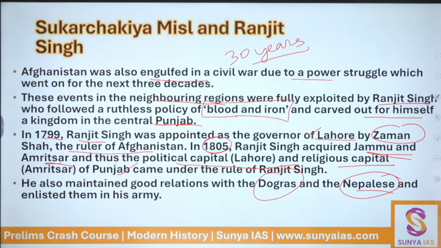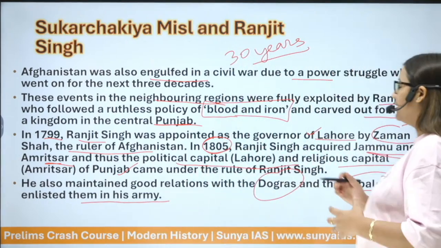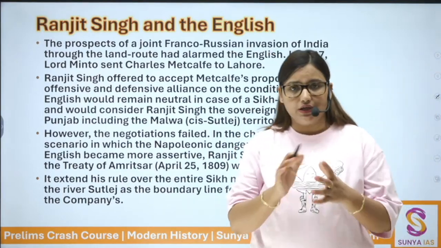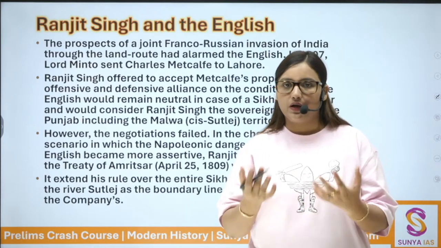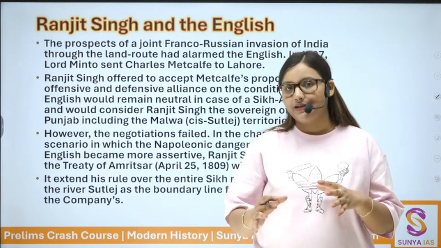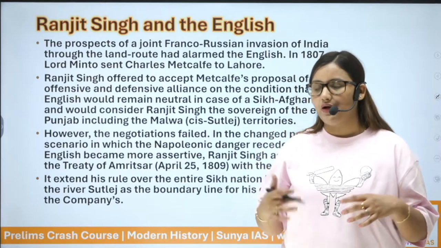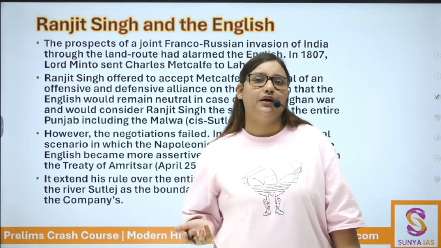So with the Nepalese also, and with the Dogras also, he used to maintain good relations, and he used to enlist them in his army also, so that these people from the neighboring areas would be Ranjit Singh's friends. Now the problem was that the English East India Company wanted to have some friendship with Ranjit Singh, and they sent a friend request also, but Ranjit Singh was not accepting. Ranjit Singh was like, no, I can take care of my things by myself. I don't want any help from the EIC, and I'll control my areas and regions as per my wish and will.